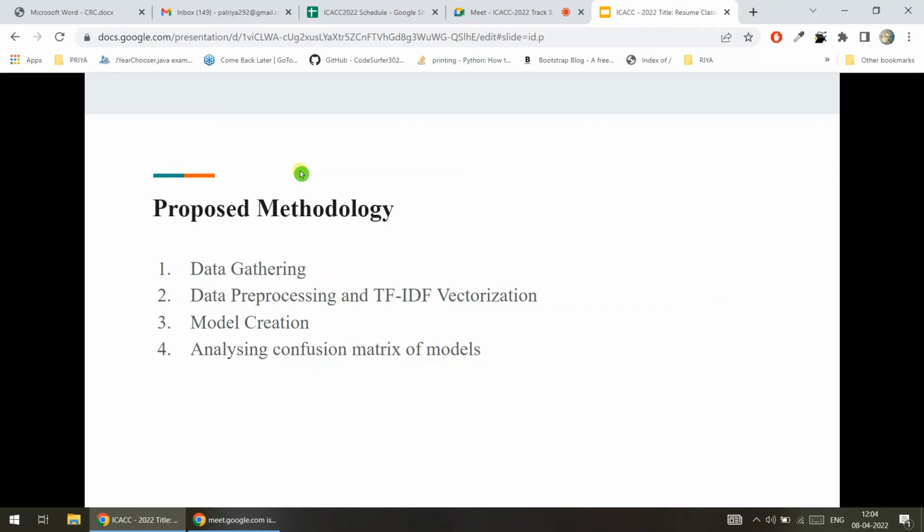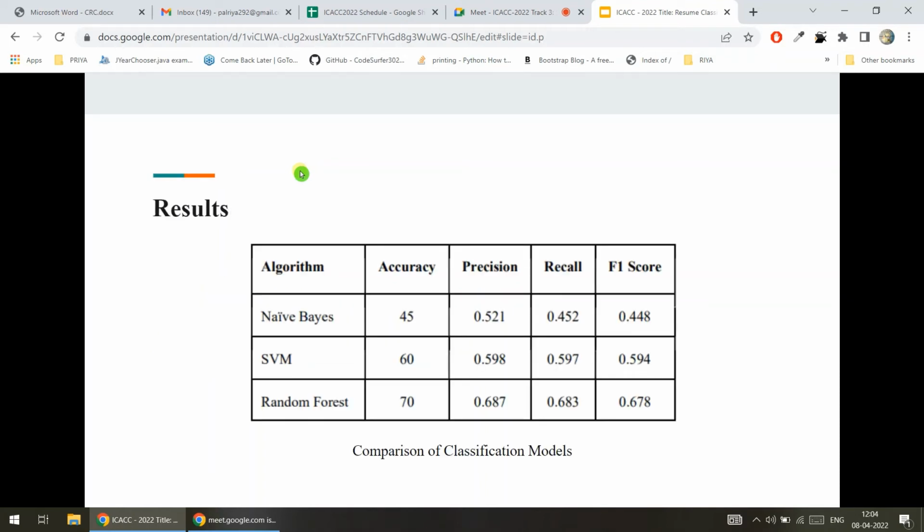Over that, we have applied label encoding to convert data into numerical input, which can be fed to the machine learning classification algorithm. Next, we have tested our dataset on 3 algorithms, such as SVM, naive Bayes, and random forest, out of which random forest seems to have the best accuracy. And lastly, we have plotted the confusion matrix to analyze the correctness of the model. So this is the result of the project.